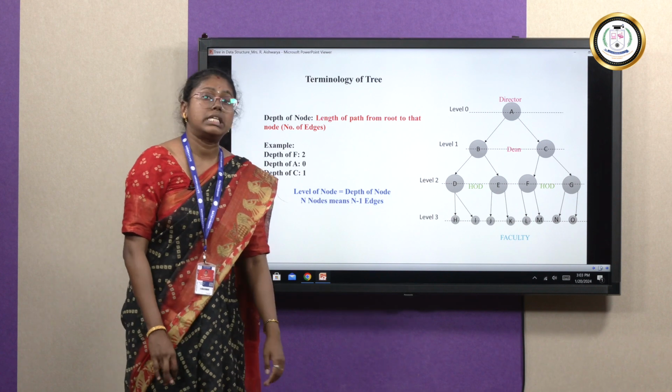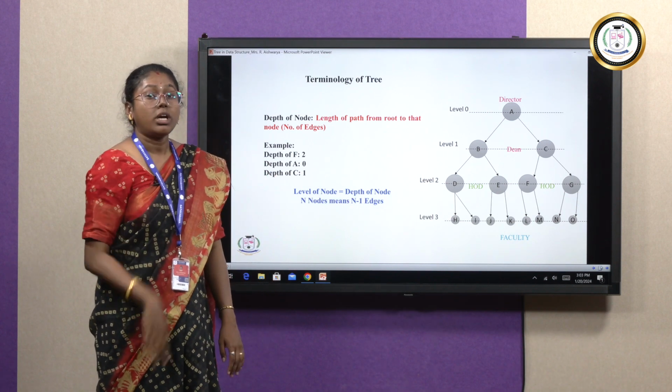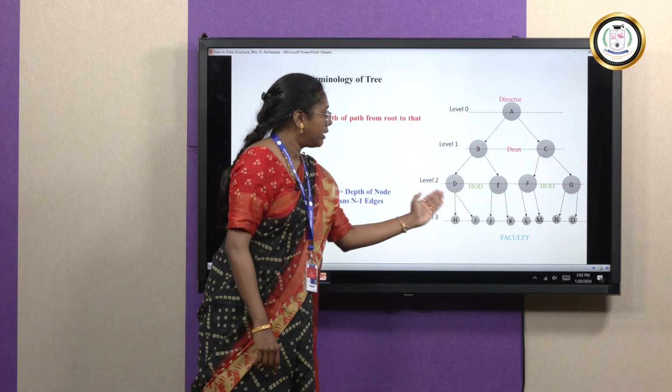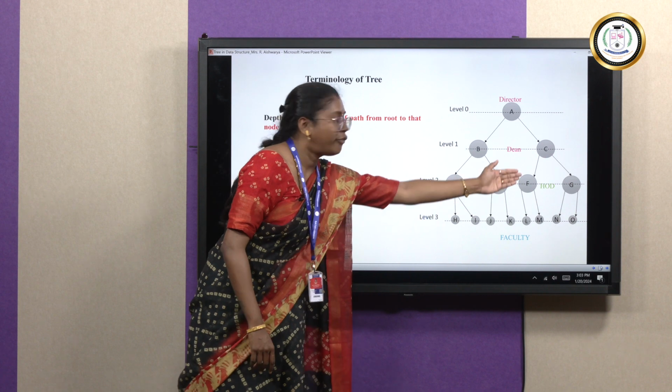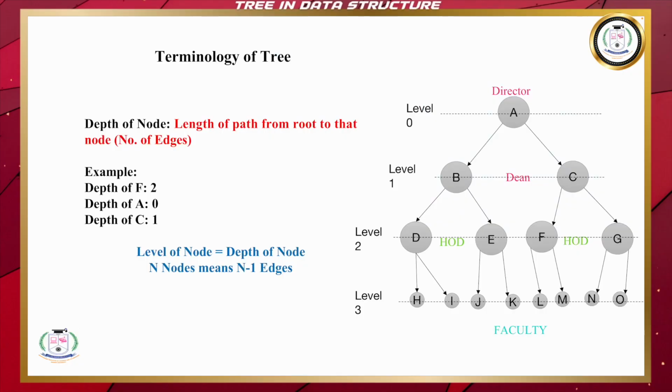How can I find out the edges? N minus 1. N minus 1 means 15 minus 1, so 14 edges will be there. You can count it: 1, 2, 3, 4, 5, 6, 7, 8, 9, 10, 11, 12, 13, 14. So 15 nodes means 14 edges. N minus 1 edges. This is how you have to calculate it.